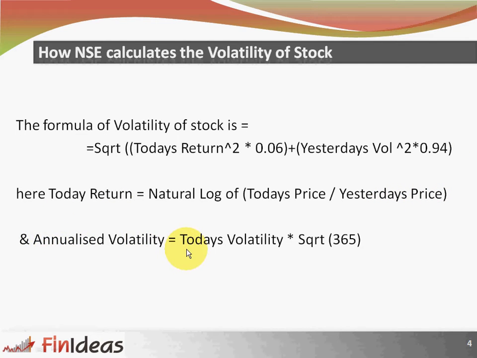annualized volatility is equal to today's volatility multiplied by the square root of 365, that is, days in a year. Now there are a few statistical formulas where they consider 250 as the square root figure, because they consider that normal market working days in a year are 250, but the National Stock Exchange calculates 365 days a year.